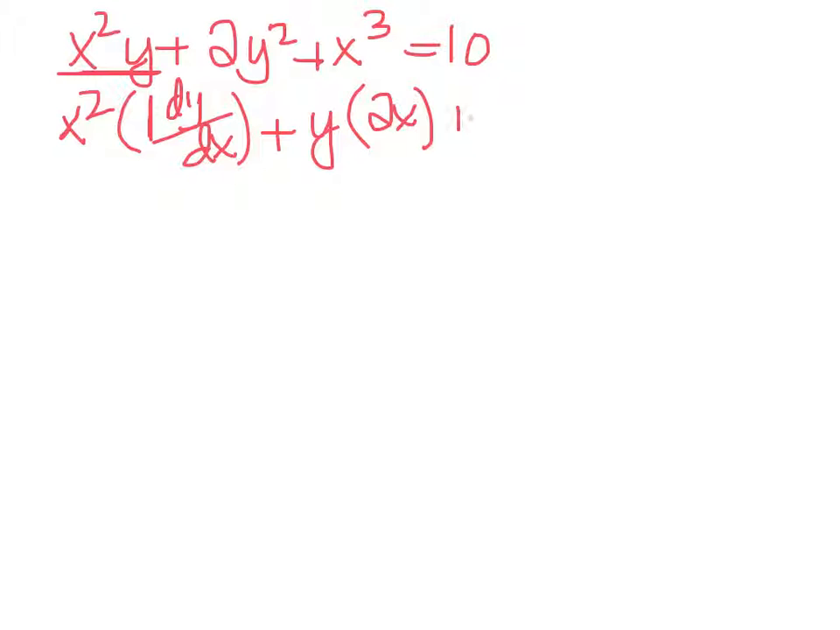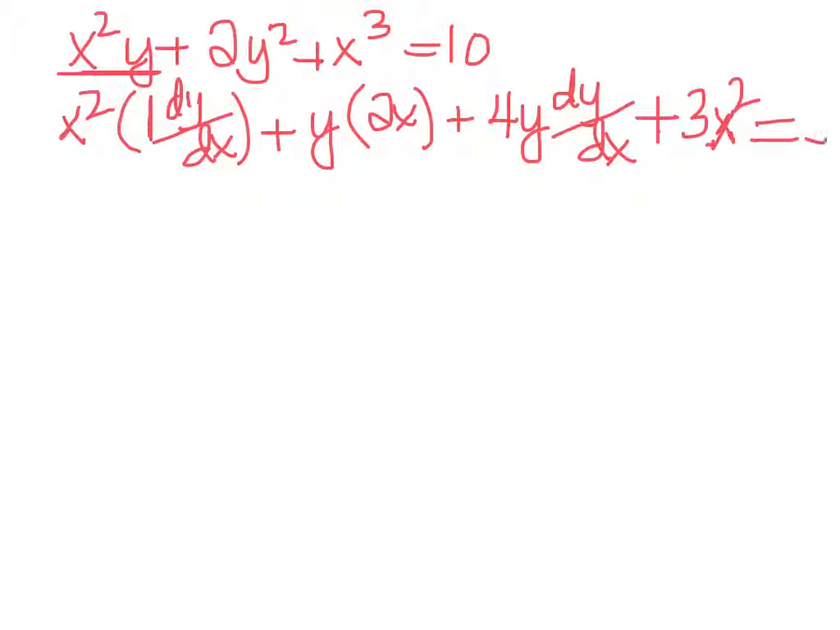Okay, plus, and we're going to do the same thing again. Now we're going to go to the 2y squared, and we're going to take the derivative of that. So we're going to get 4y. Now, again, I just took the derivative of a y, so I write dy dx plus, and now I'm going to take the derivative of the x cubed, which is 3x squared. Now again, technically, that is dx dx, but we don't have to write that. Equals, and then the derivative of 10 is 0. Okay, so there's your startup.